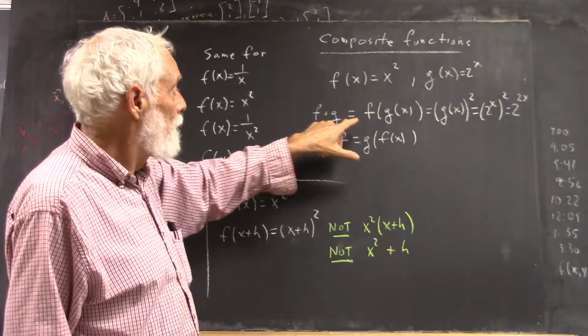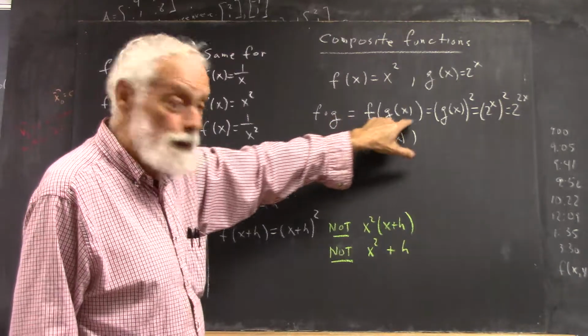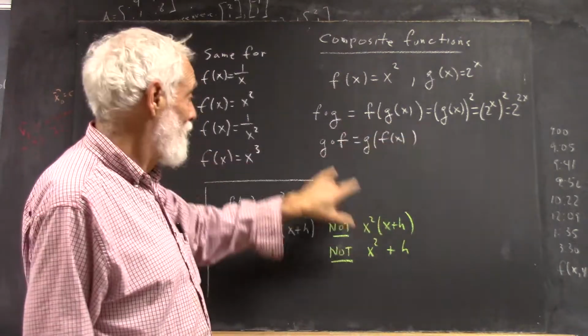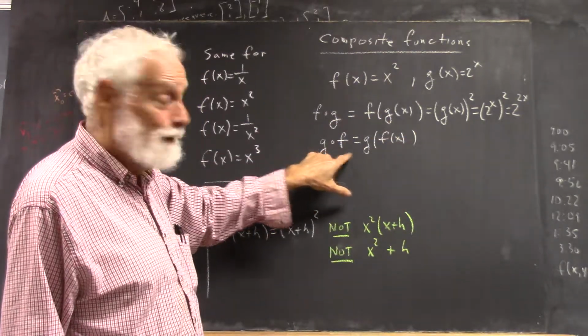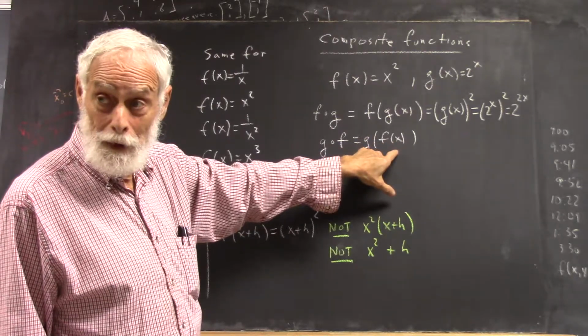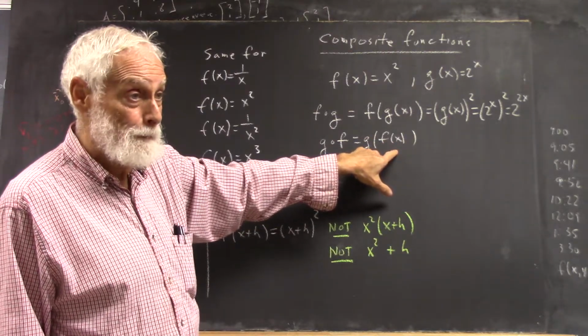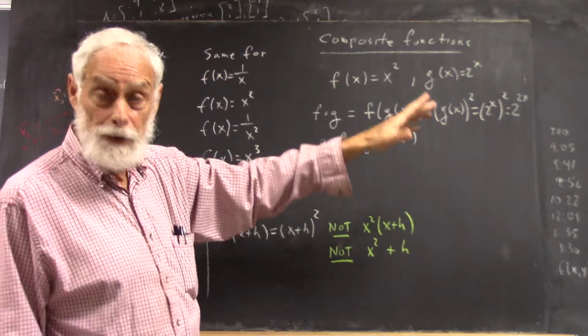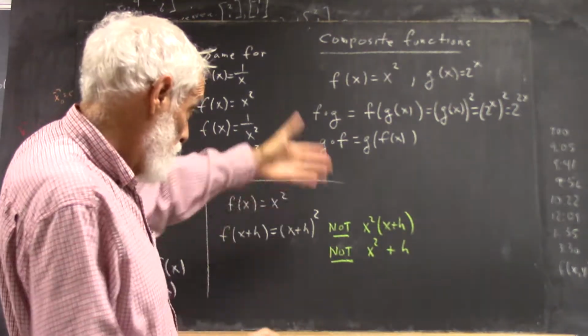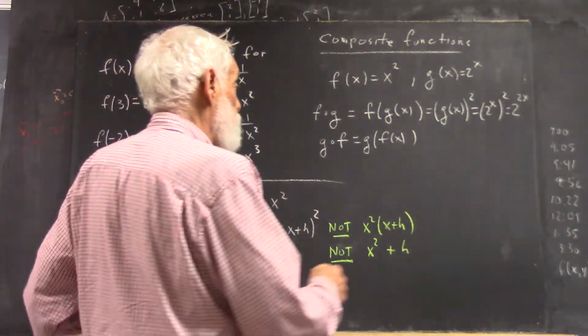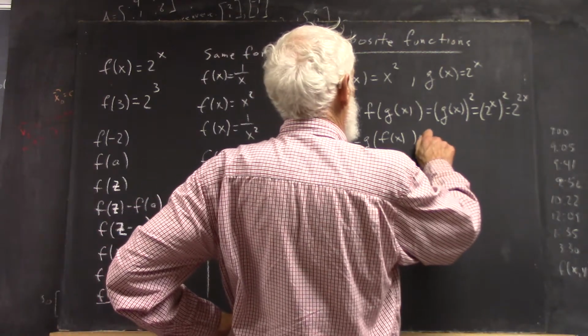But if F circle G is F of G of X, then if I do G circle F, it's got to be G of F of X, okay? Make sense? You see plenty of examples in your book, too. Okay, there it is. G of F of X. And that equals what?